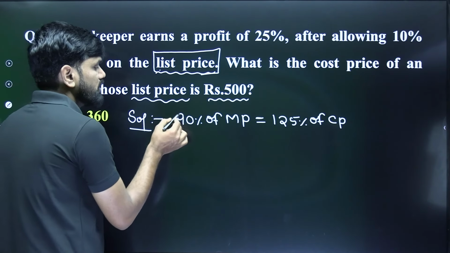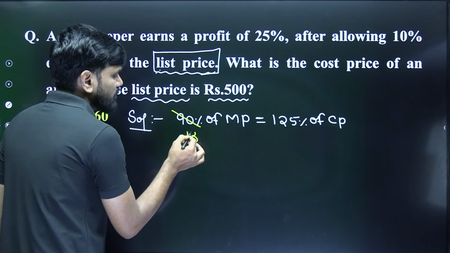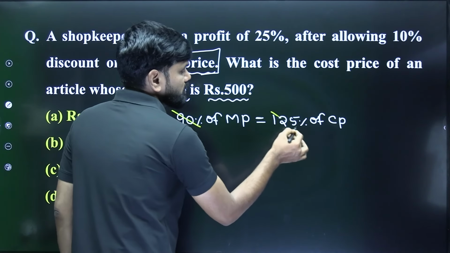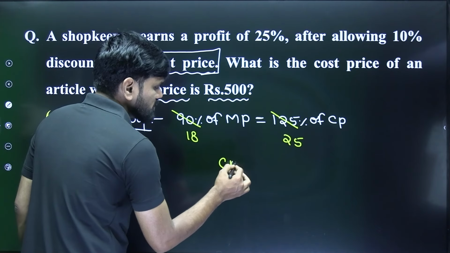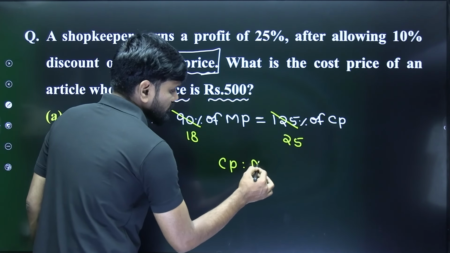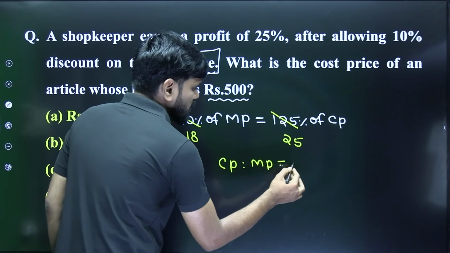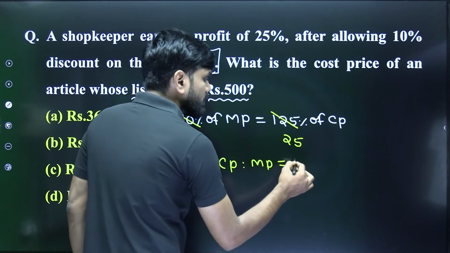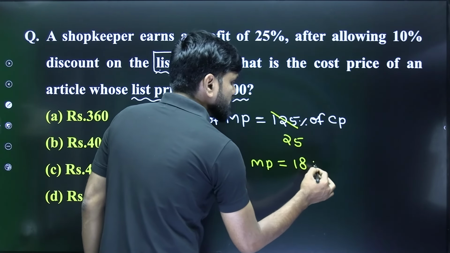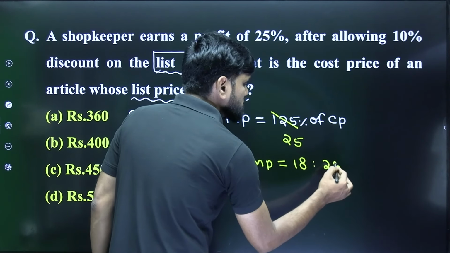Now from this, as we have already seen, we will get the ratio of CP and MP by going for cancellation here. With cancellation of 5, with 5 it goes 18 times, with 5 it goes 25 times. That gives you the ratio of CP and MP. Cost price is to market price is equal to CP by MP equal to 18 by 25. That is the ratio of cost price and market price.